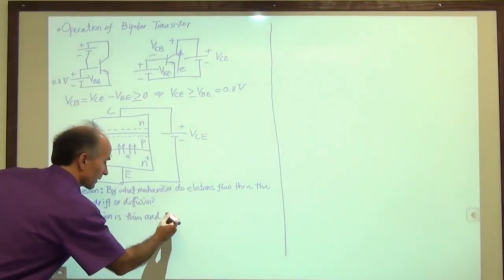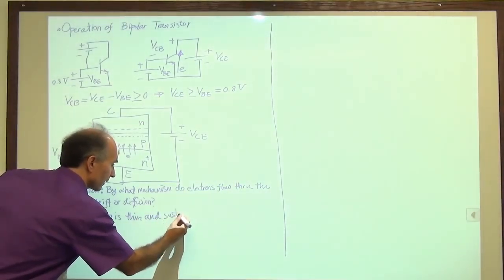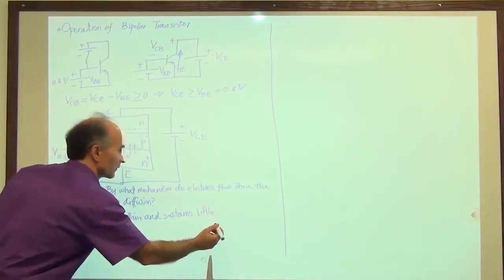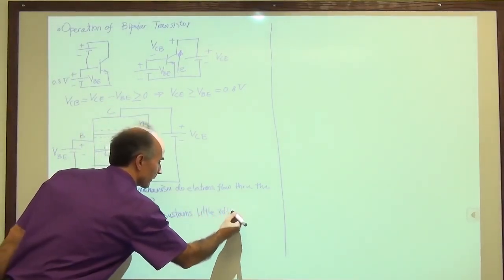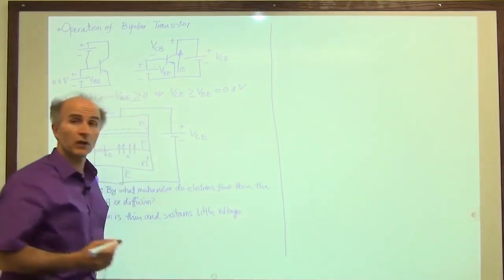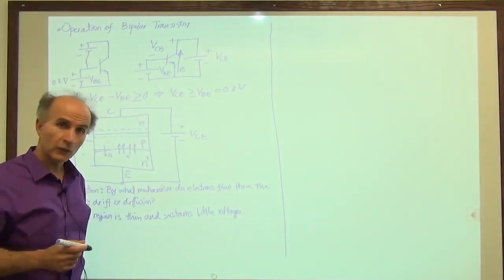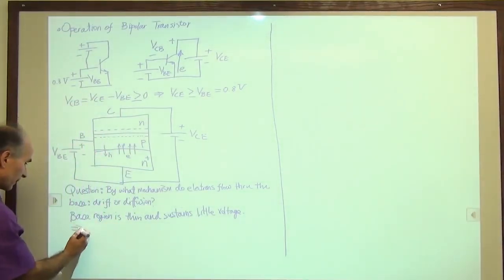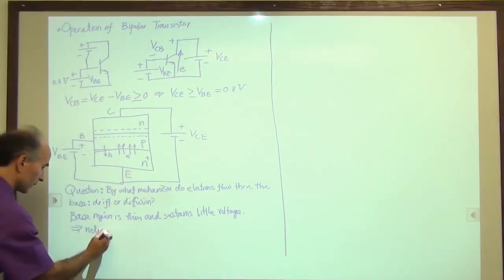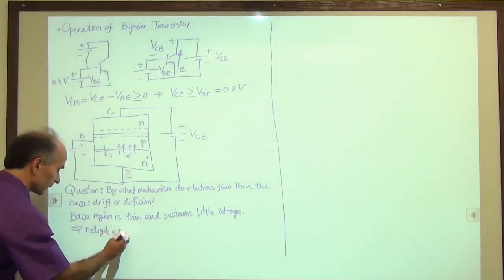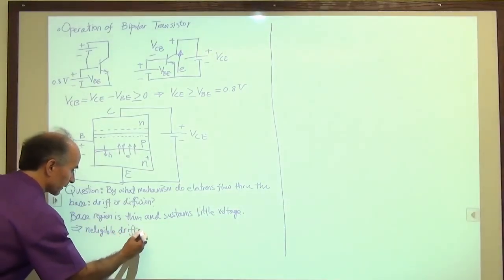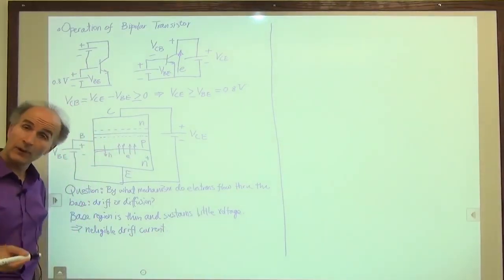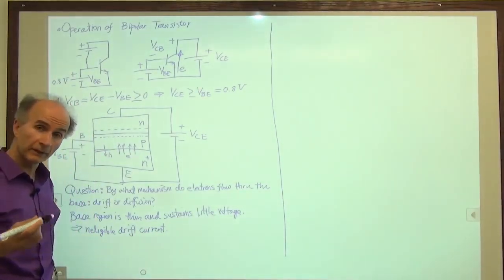and sustains little voltage. So the voltage drop on the base region is small. If the voltage drop is small, then the field is small. So the drift current through the base is negligible. So we say negligible drift current. So that implies that the current has to be primarily by diffusion.